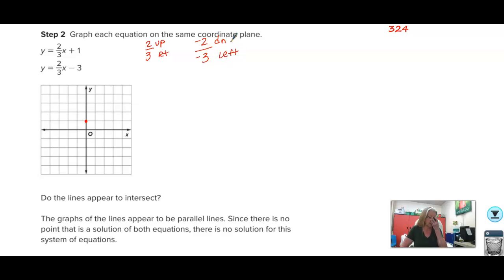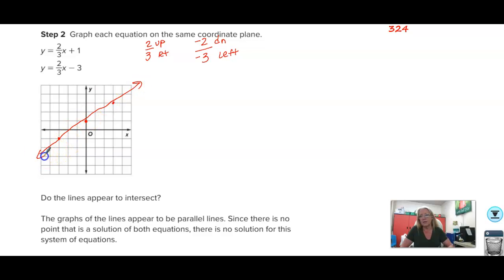When you're graphing systems of equations, it's usually beneficial to get as many points as you can because you're trying to find the point of intersection. Of course, we know these aren't going to intersect. So we're going to go up 2, right 3, 1, 2, 3. I'm going to go down 2, left 3 just to make it easier for me to draw this line.